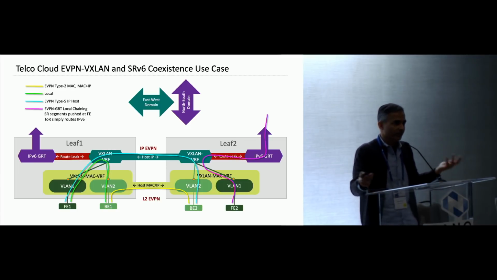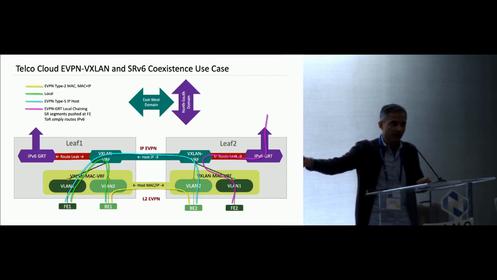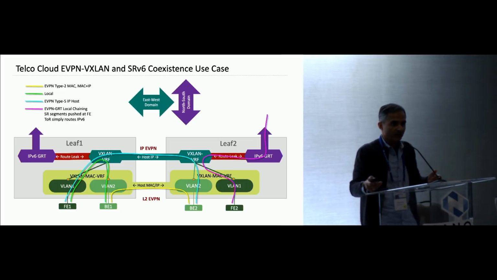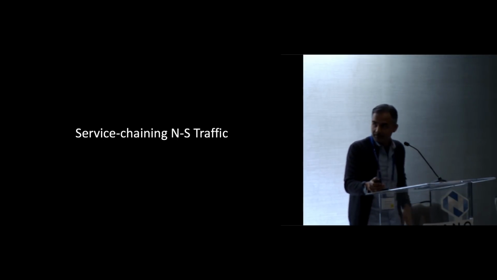So here the workload knows SRv6. The next hop in the segment list knows SRv6, but the ToR doesn't have to know SRv6. It just needs to know IPv6, and I'm just leaking routes here, right? So there you go. That's the end of lesson 3.